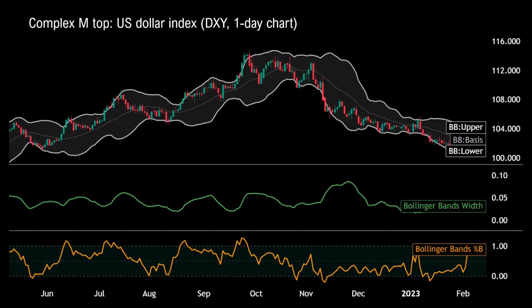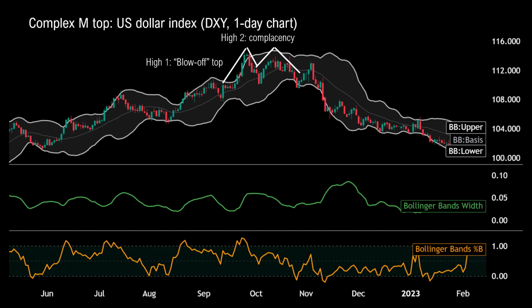Now, sometimes M-topping patterns aren't quite as clean as the one we just saw. For example, this one on the US dollar index 1-day chart. High 1 was a bit of a blow-off top, as the price moved outside the top band and then quickly closed back inside it. High 2 was a lot slower as complacency kicked in.